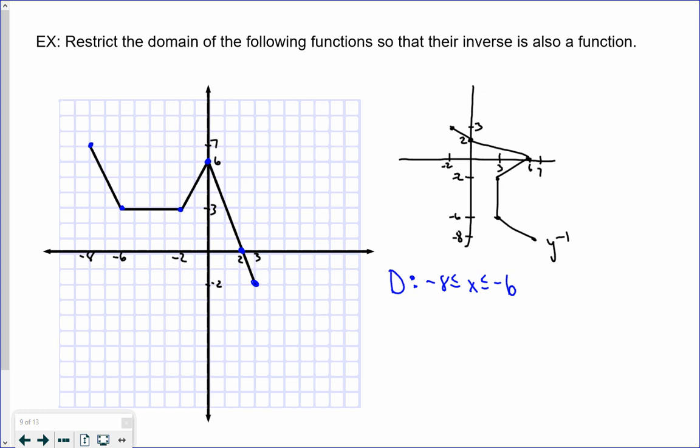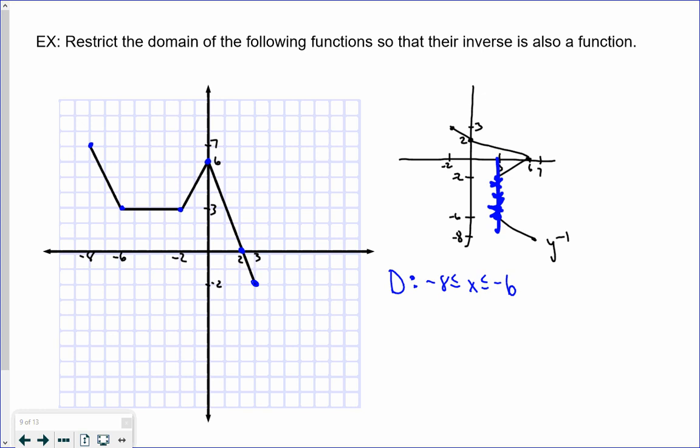Okay. What else could I do? Well, I could also restrict my domain from here to here. So if I took that, that would become this. Now, is that a function? No, it's not. So that one doesn't work.